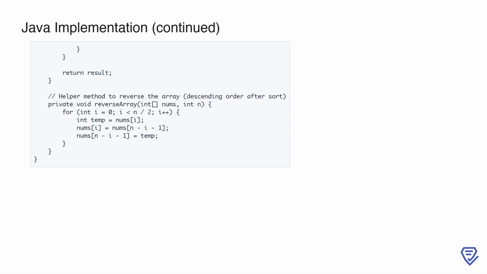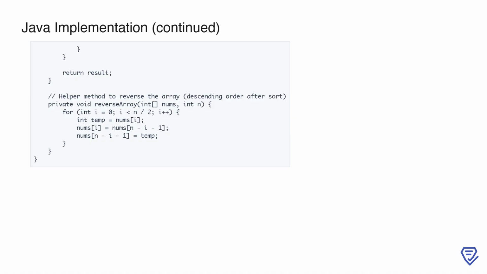The method takes the array and its length as parameters. It swaps elements from the start and end, moving inward, effectively reversing the array in place. This ensures that we can process the numbers in descending order without requiring additional sorting logic. Together, these components allow the solution to efficiently compute the minimum subsequence with the required properties, while maintaining clarity and simplicity in the implementation.